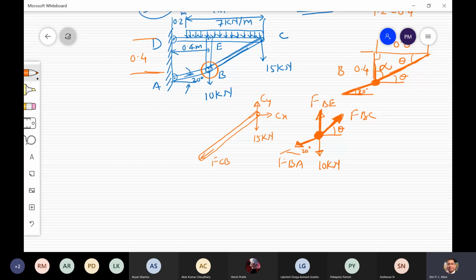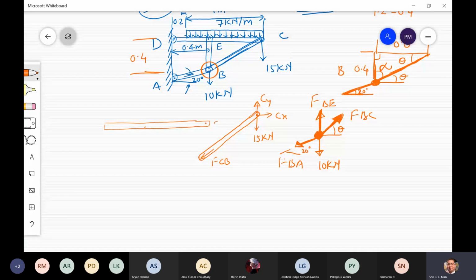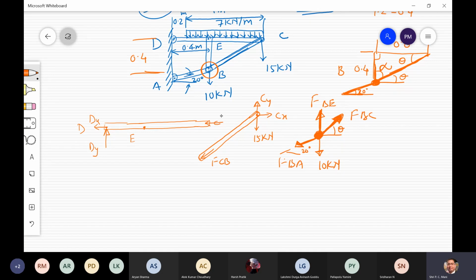Similarly, this is the C point, this is the E point, and this is the D point. So Dx, Dy. This is a hinge support, so no moment will be there. Opposite to this one is Cx, Cy.